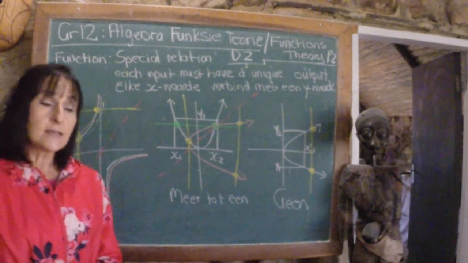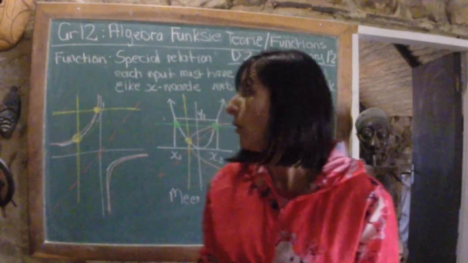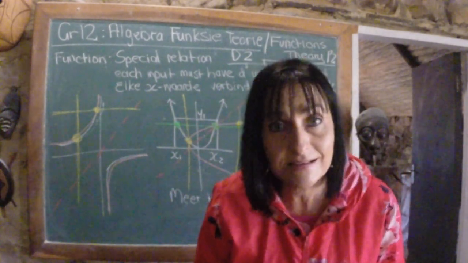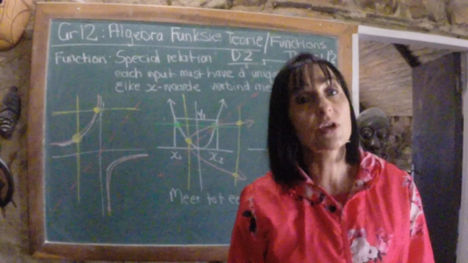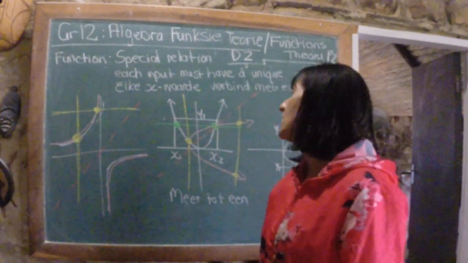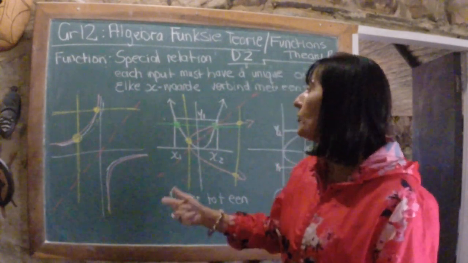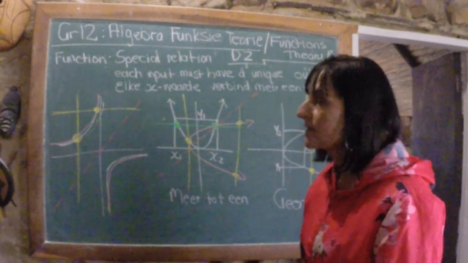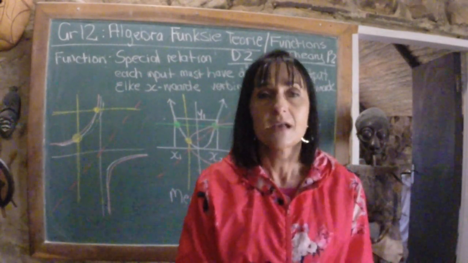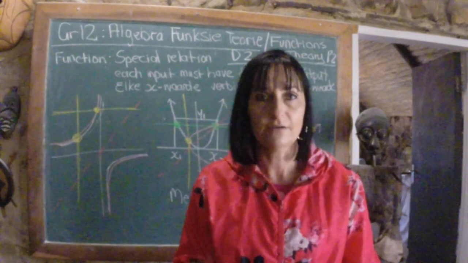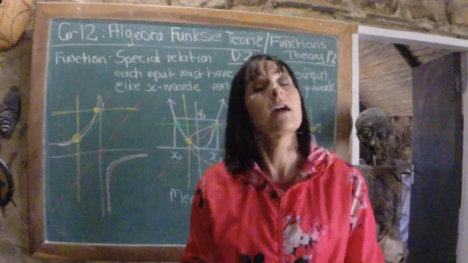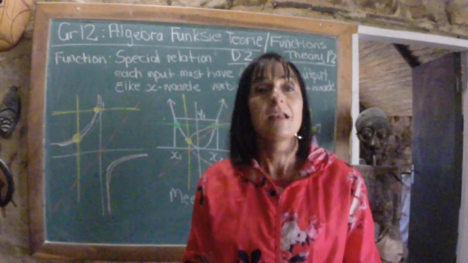Kom ons gaan oefen dit om te kan bepaal of 'n relasie 'n funksie is of nie. Remember your line tests. And if you want to determine what type of function, remember your horizontal line test. So kom ons gaan oefen om te bepaal wanneer is iets 'n funksie en hoe kan ek funksies wat meer tot 1 is beperk om inverse funksies te kry deur hulle te reflekteer in die y is gelyk aan x-as. Let's go and exercise.